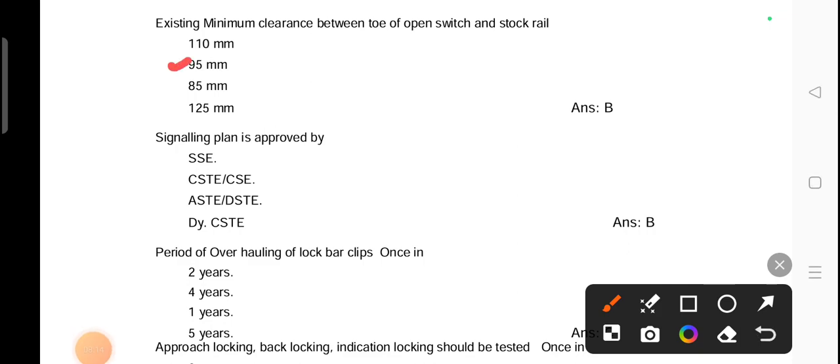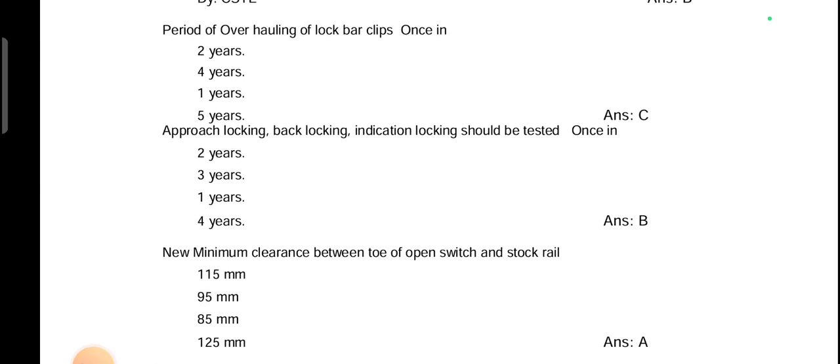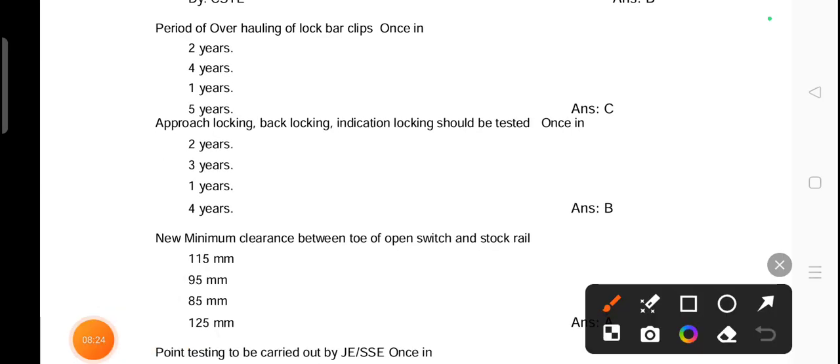Next, signaling plan is approved by CST and CSE, CST or CSE. Period of overhauling of lock bar clips once in 1 year. Next, approach locking, back locking, indication locking should be tested once in 3 years. Next, new minimum clearance between toe of open switch and stock rail: 115 mm.